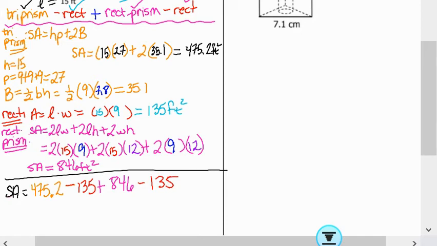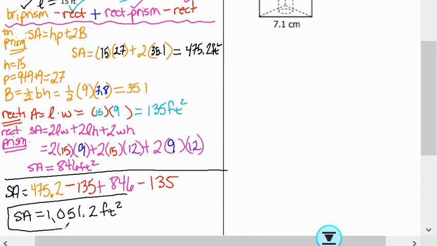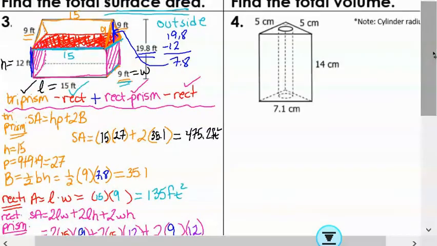When I put that in my calculator, I get that the total surface area is 1,051.2 square feet. Remember, you can pause the video to double check any of these parts. Make sure that that's making sense to you, that you get the same numbers when you plug it in the calculator. And we're almost finished. One more. We've got to find the total volume of this composite figure. So we did surface area on one, and now we're going to do volume on another.